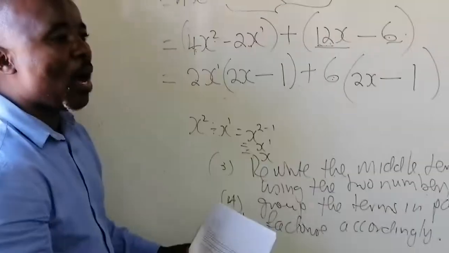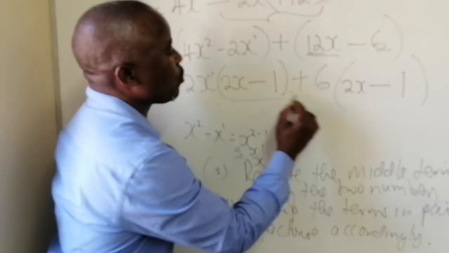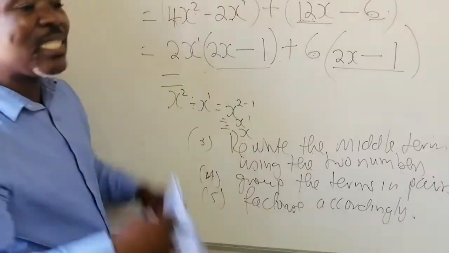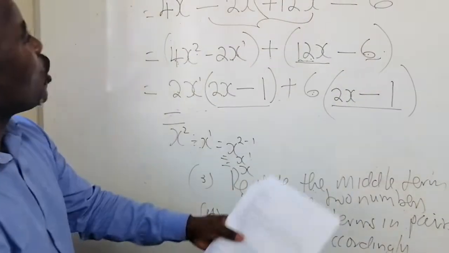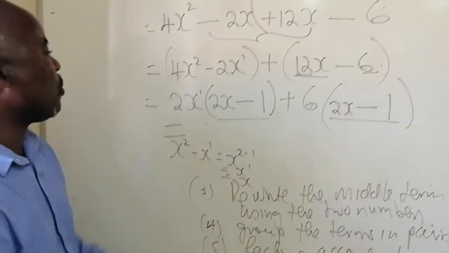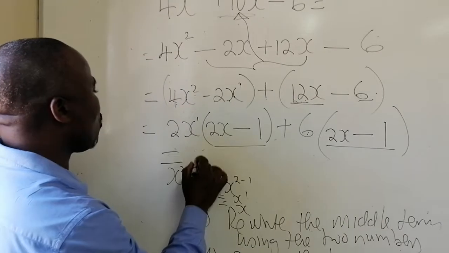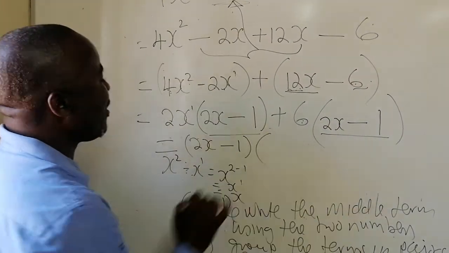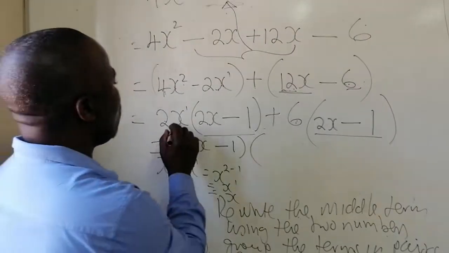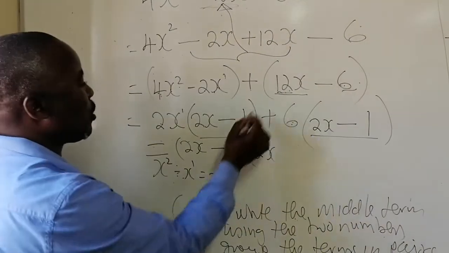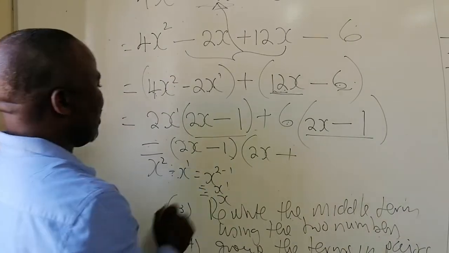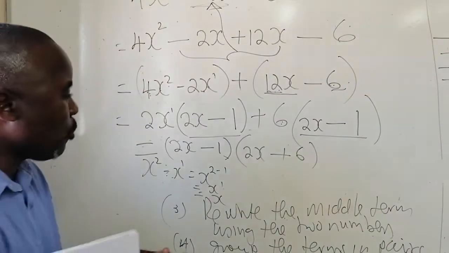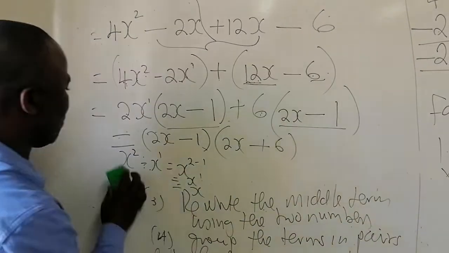Let's look at our pairs. There's 2x minus 1 here, 2x minus 1 here, which means 2x minus 1 is common. So then pull it out. 2x minus 1, we pull it out, and then you remain with 2x, because 2x minus 1 cancels this, plus 6. Now, I want to pause here and ask you a question.